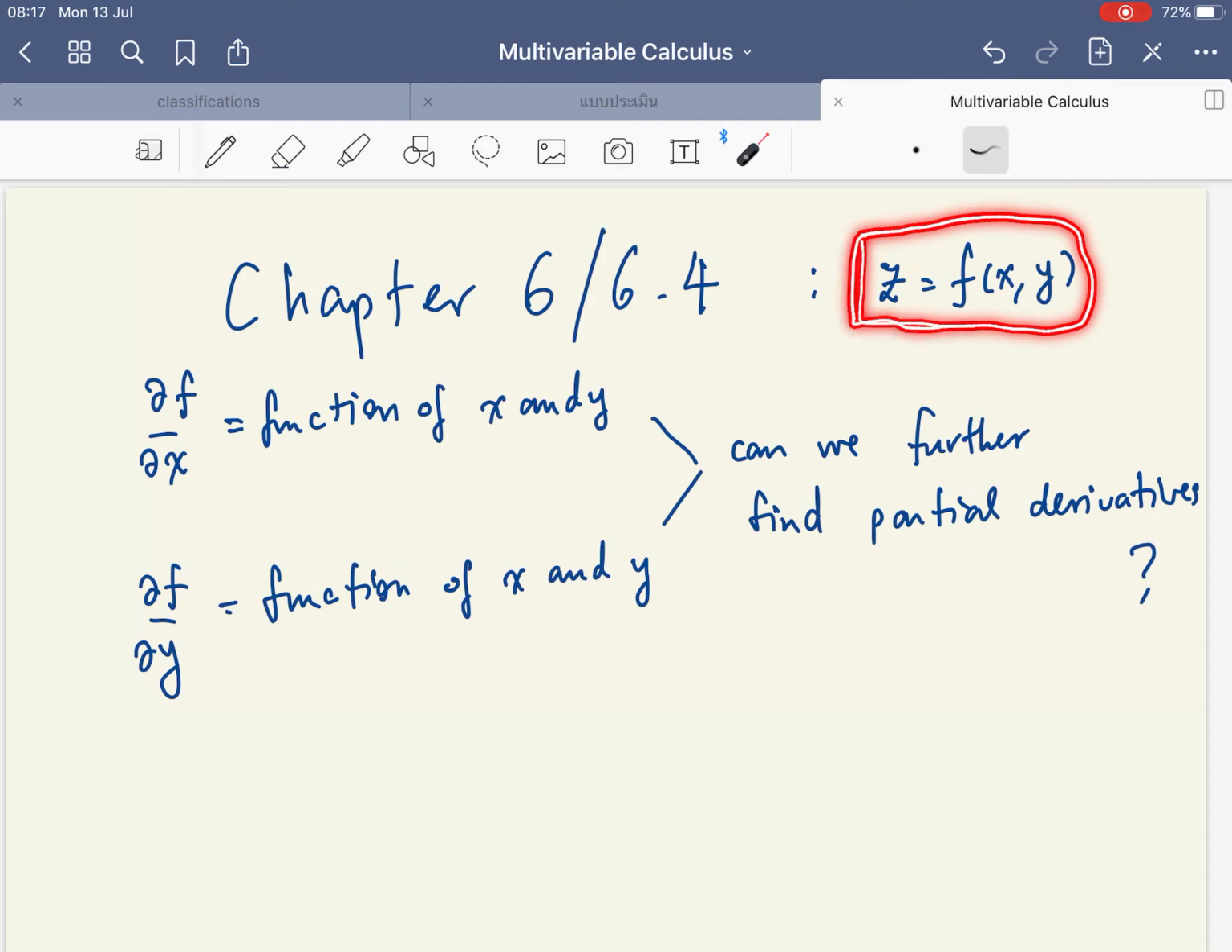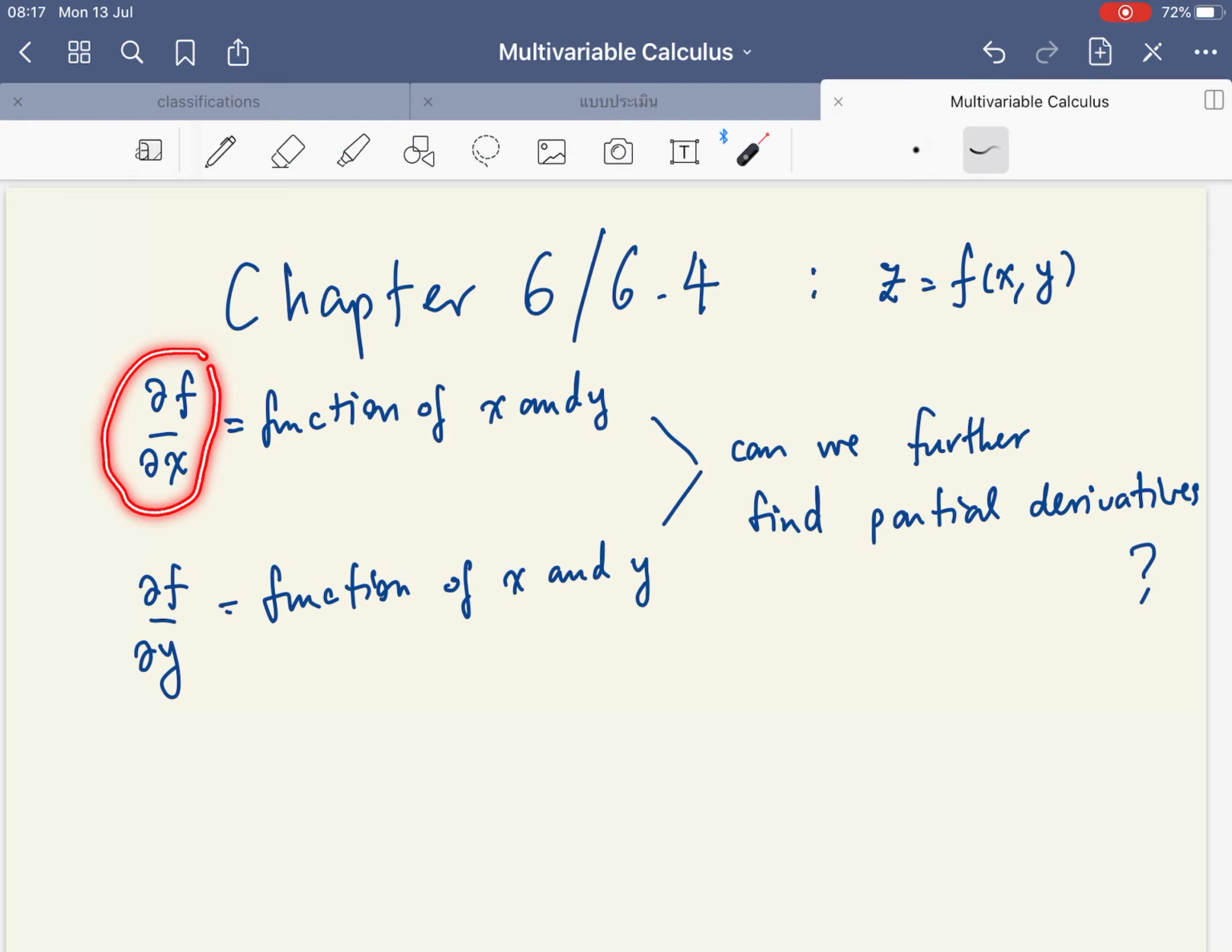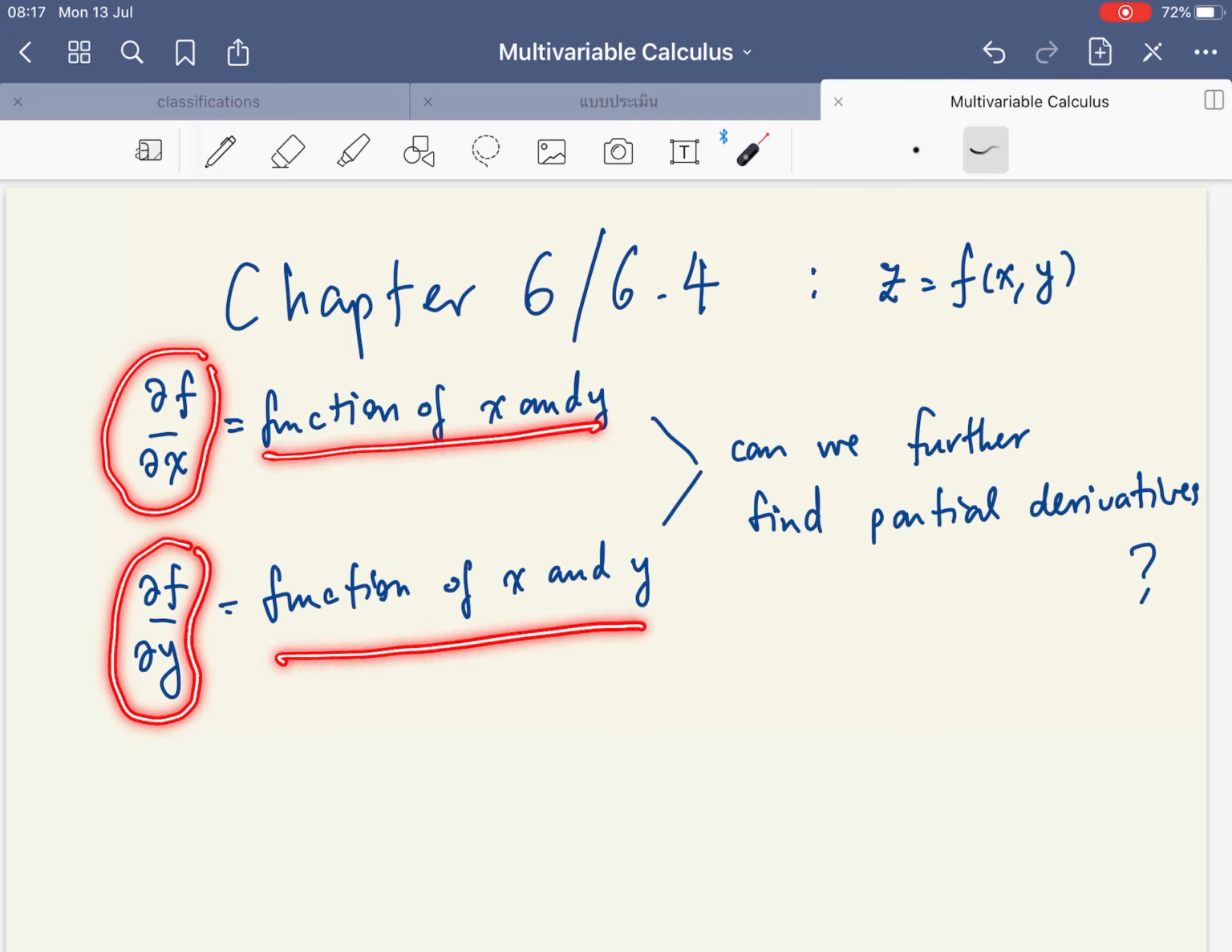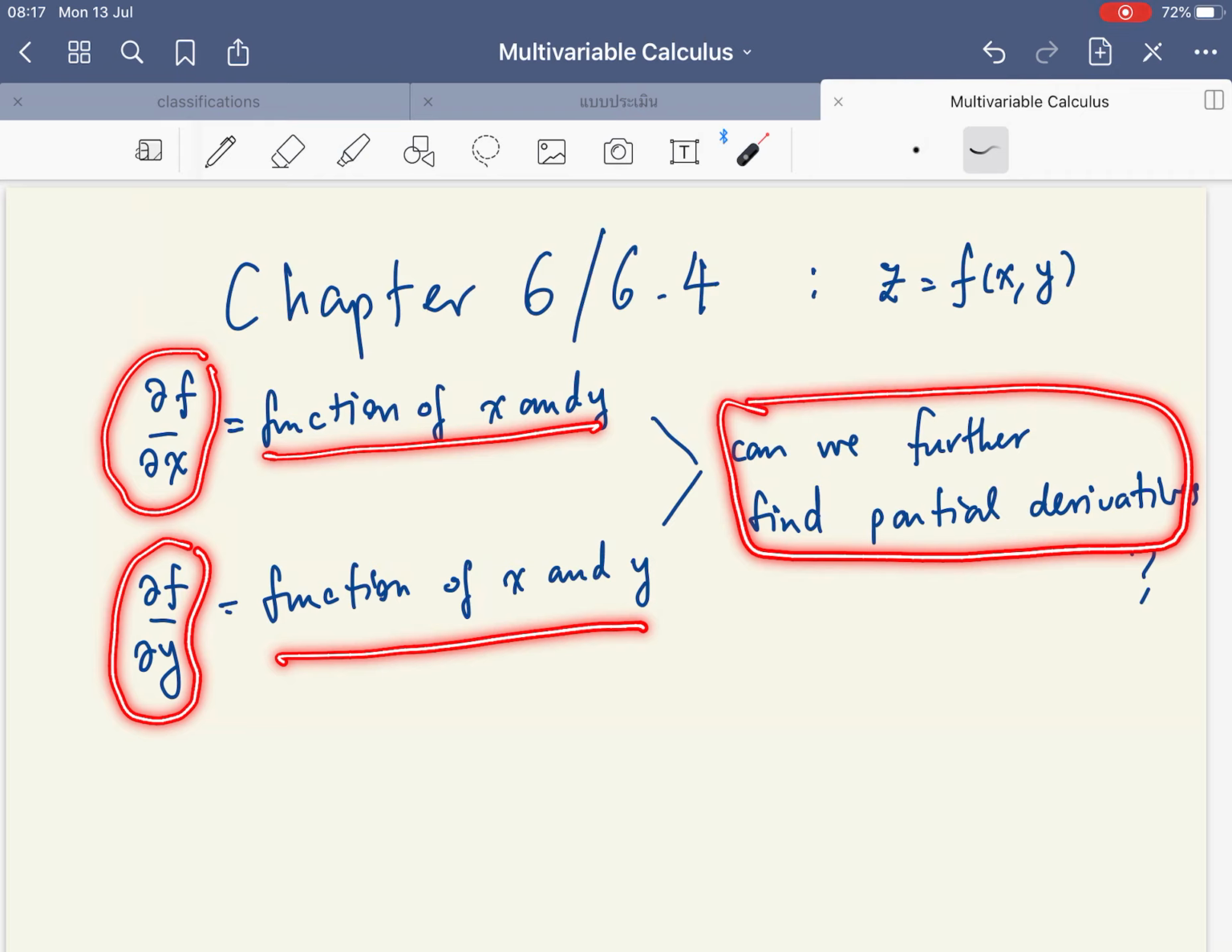Of course, it can depend on more than two variables, but let us just consider this two variable function first. Previously you can find the partial derivative with respect to x and a partial derivative with respect to y, and you may notice that both of them are functions of x and y. So the question comes: can we further find a partial derivative of these two functions? Of course we can, and we just did it before.